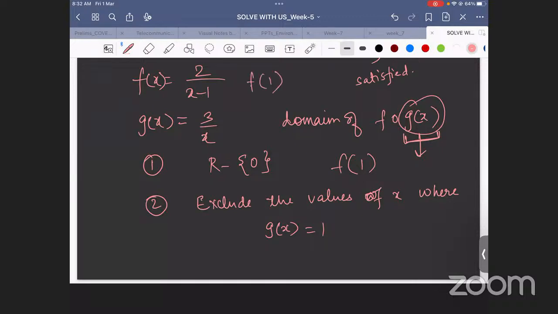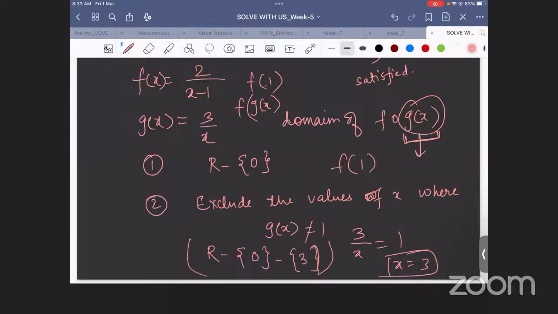F of 1 is not possible means what? We are putting g(x) there, right? That means g(x) equals 1 is not possible. So we have to exclude all those values of x where g(x) is equal to 1. So which value do I exclude? 3 upon x equals 1, so I have to exclude x equals 3 also, right? If I'm excluding 3 also, the answer should be R minus {0, 3}. This should be the answer, correct?